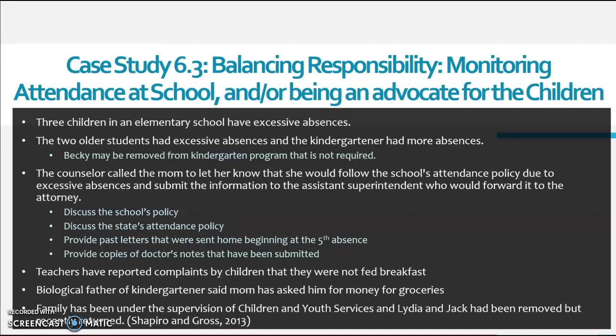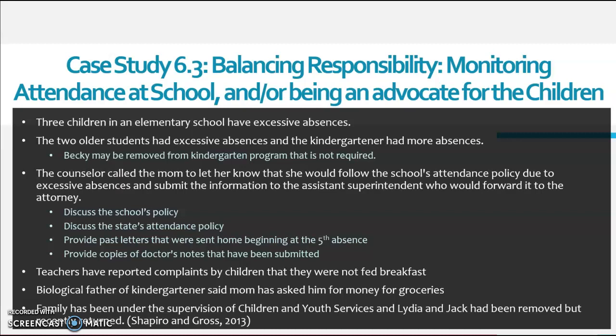Three children in an elementary school have excessive absences. The two older students had excessive absences, and the kindergartner had even more absences. Becky may be removed from the kindergarten program because it is not a required program.